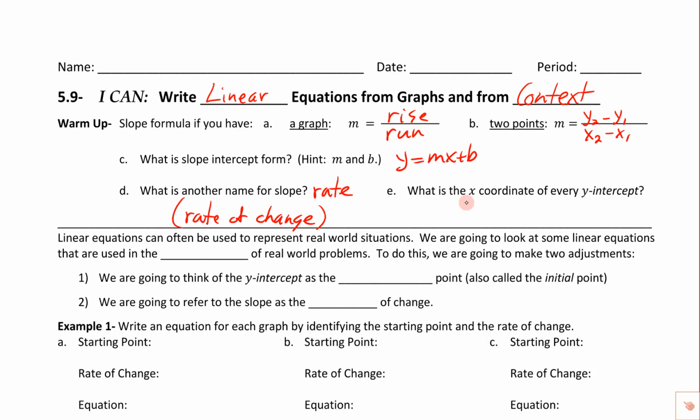And then what is the x coordinate of every y-intercept? So remember, stop and think about this. If it's a point on the y-axis, what that means is we didn't go right or left. That means the x coordinate has to be 0. So the x coordinate has to be 0 to be on the y-axis. That's why sometimes we would write it down as 0 comma b. We mentioned that especially in one of the examples a while back.